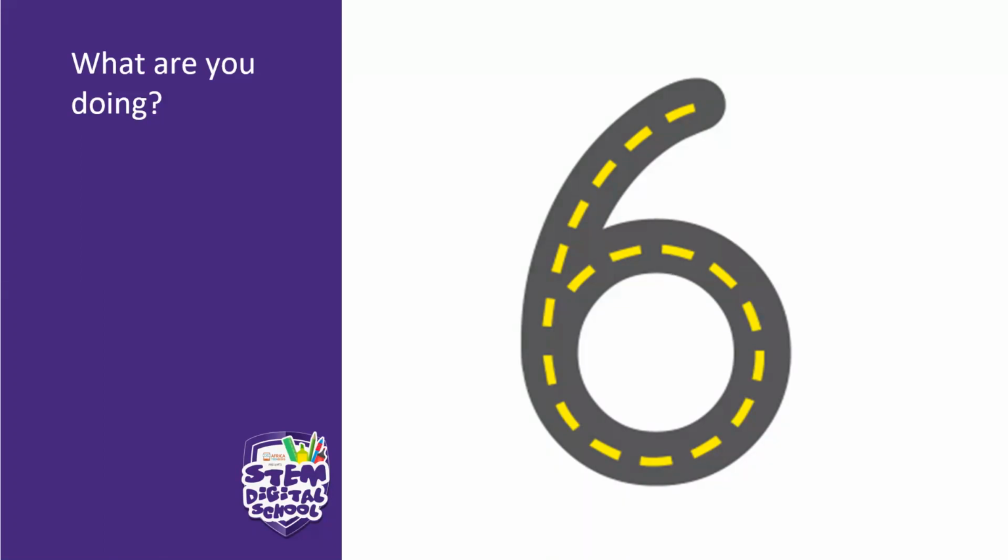This is the number 6. Yes, this is the number 6. And this number 6 is the number that we're doing the whole of this week. Now look at this big number 6 here. It has some yellow lines in it. It looks almost like those lines on the road, doesn't it?